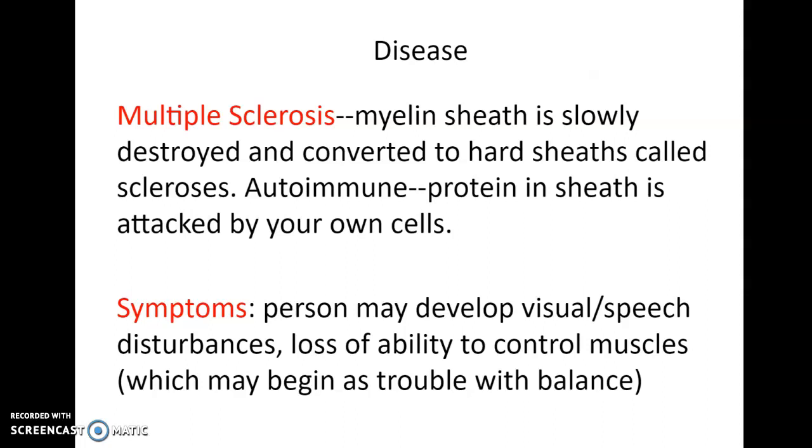This is an autoimmune disorder, which means your immune system is essentially attacking itself. The protein sheath, in this case, is attacked. So what happens? People may develop visual or speech impairments. They may have trouble with balance and lose the ability to control some of their muscles.